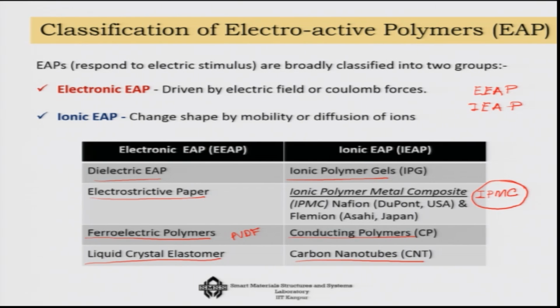Now, naturally one of the important aspects is that here the phenomenon is at the electron level. So, it is an electronic movement or changes, so to say, which generates this effect. On the other hand, here it is at the ionic level. So, the speed is a little slower in comparison to the electronic electroactive polymer.